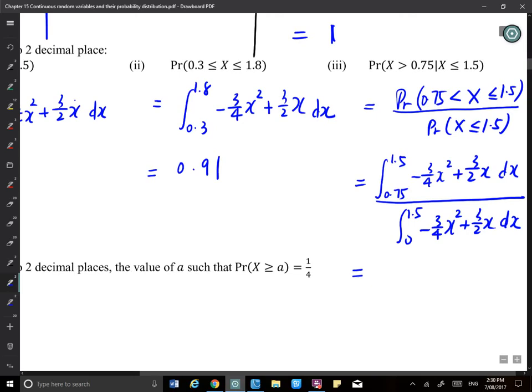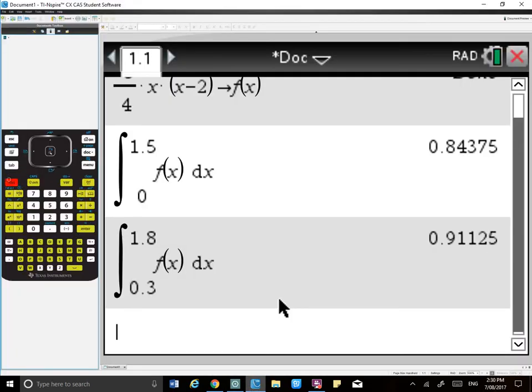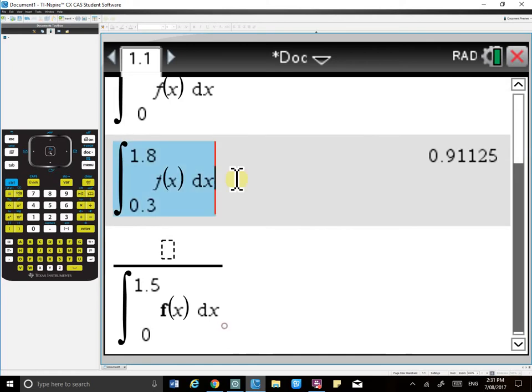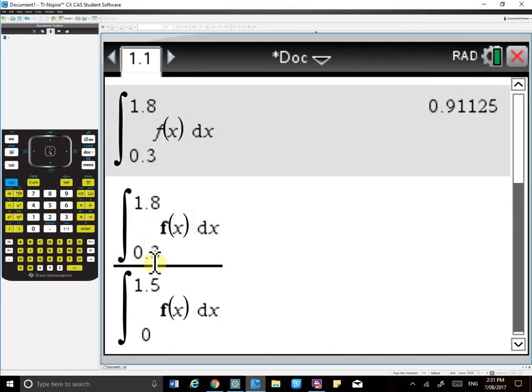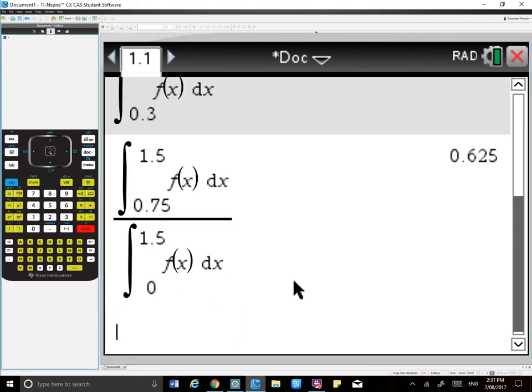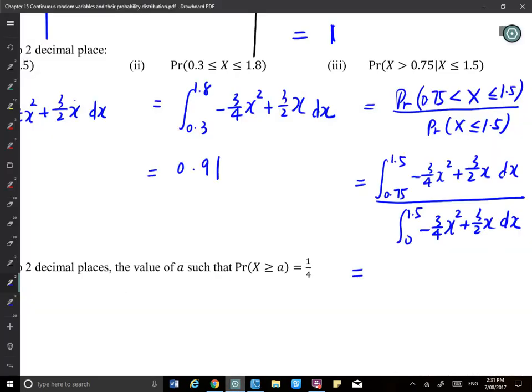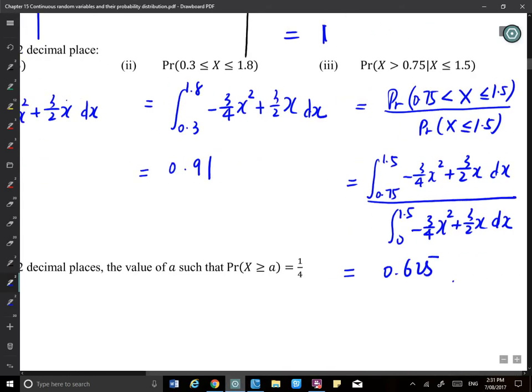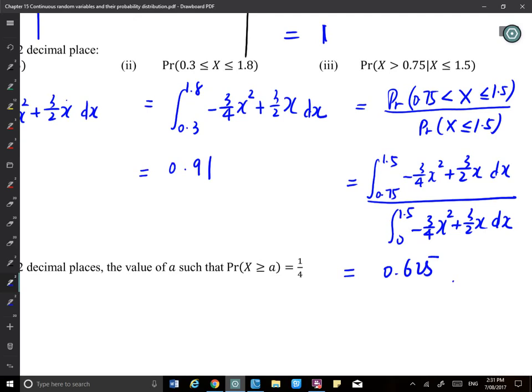Okay, the last one. The last one is a fraction. So I'll copy this one to the bottom, and I'll copy that one down as well. That's a 0.75 to 1.5, I remember, and then divide by 0 to 1.5. I have 0.625. Well, I'll leave it exact. It will be 0.625, the exact value.